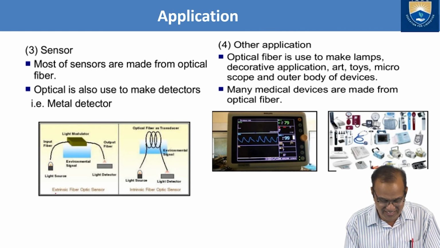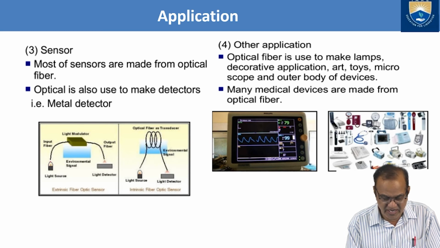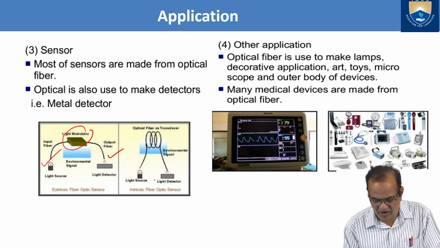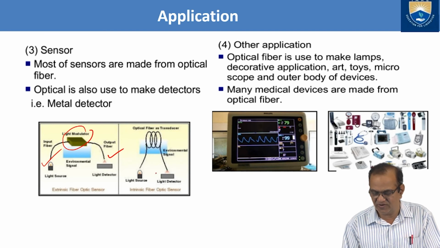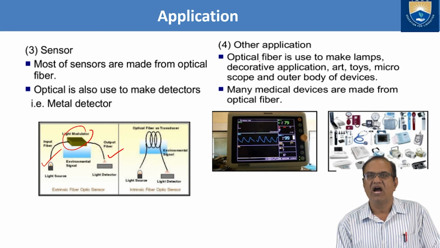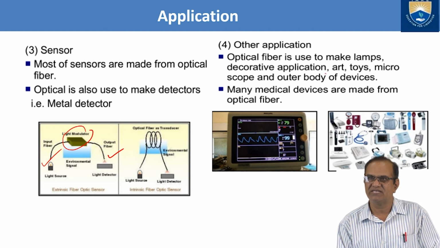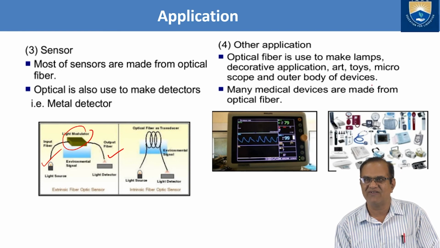So this you can see here, fiber optic sensors are here, with input fiber and output fiber. So there is a light modulator here, this is input, and this is output. The light source, it will go, and the light detector. So in this way it will be working. Other applications of fiber optics: optical fiber is used to make lamps, decorative applications, art, toys, microscopes, and outer body of some other devices.